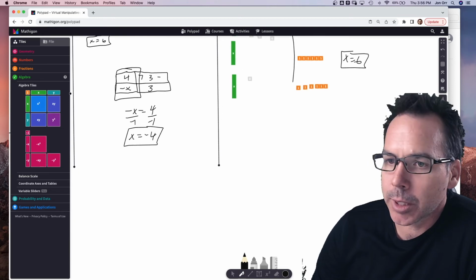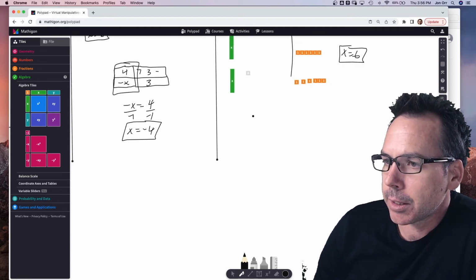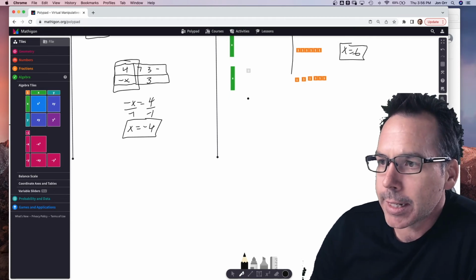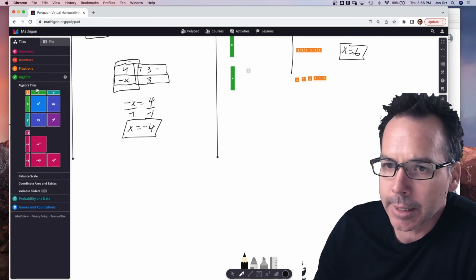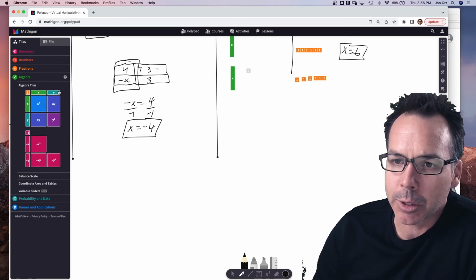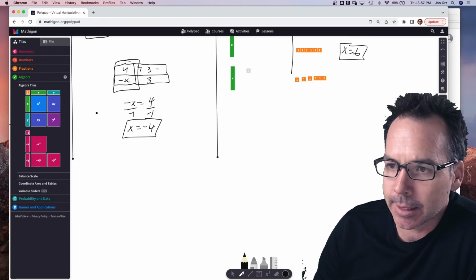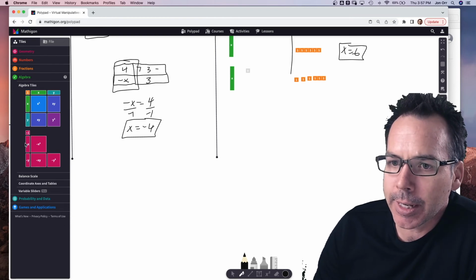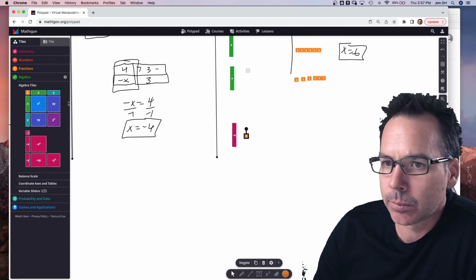The algebra tiles is a little bit more seamless, but again, it's not rooted in algebra, or it's not rooted in number sense, because you'll see that we end up just flipping tiles over when we get to that piece. All right, so I have a negative x, and I have plus 3.